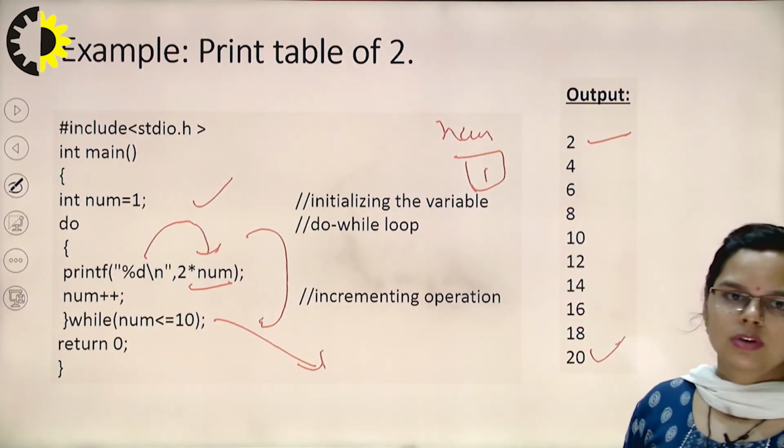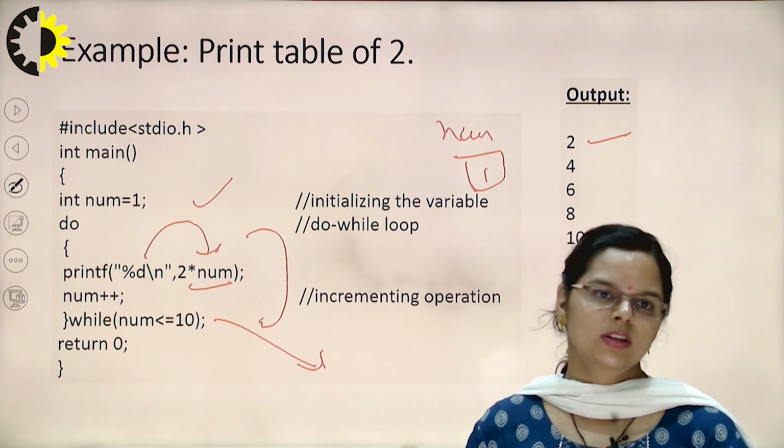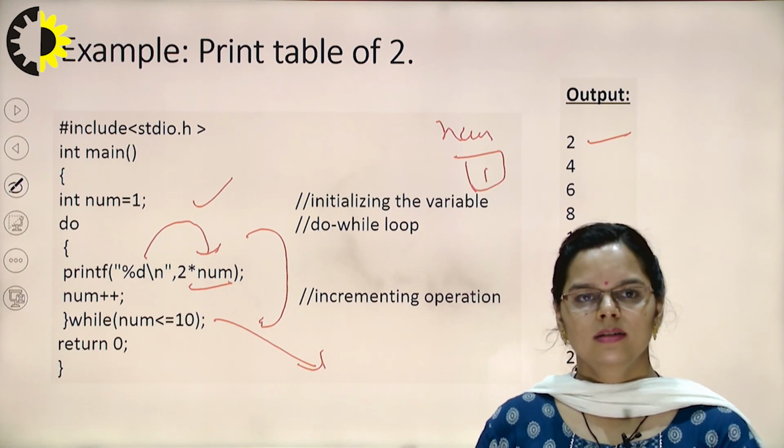So this is all for today. We have discussed while loop, for loop, and do while loop, all the 3 types of loops, why we use loops, what was the need to use loops, and we'll continue further.